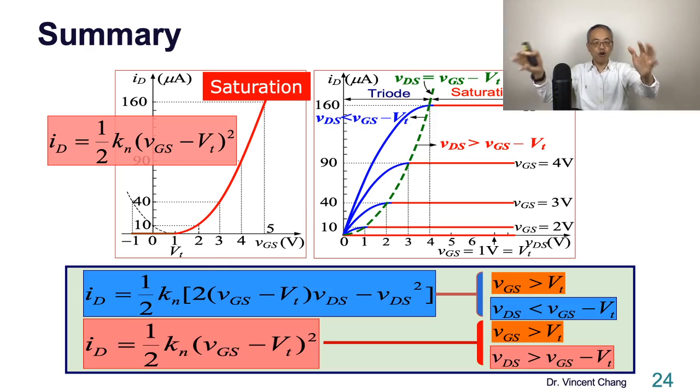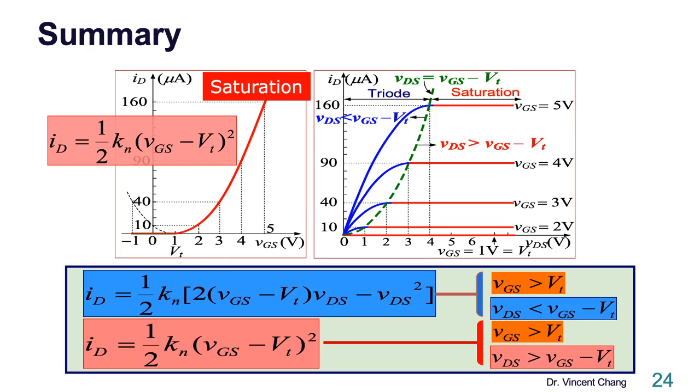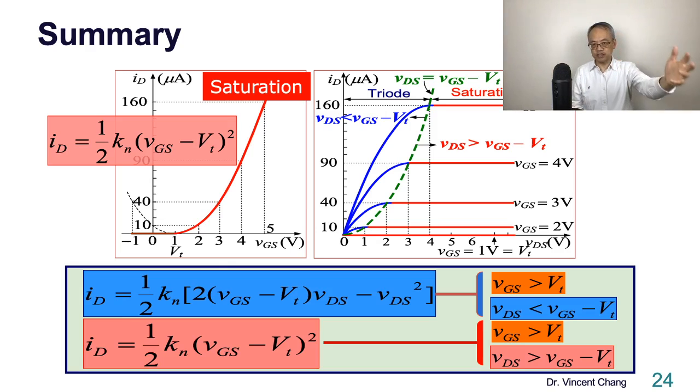This is the whole picture of the IV. This slide is very, very important. I hope you can take a note or take a screenshot of this. It gives you the whole picture of the current voltage characteristics of the N-channel enhancement MOSFET.